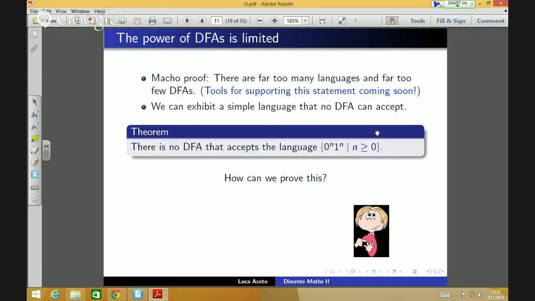So here's an example of a language that, in fact, you have already seen, and that DFAs cannot accept. This is the language that consists of all the bit strings that start with a block of zeros, followed by a block of ones of the same length as the block of zeros that preceded it. And the length of this block can be arbitrary. It can be 0, 1, 2, 3, any. Now, DFAs are not sufficiently powerful to recognize this language. Okay, that's a claim, but how can we prove that?